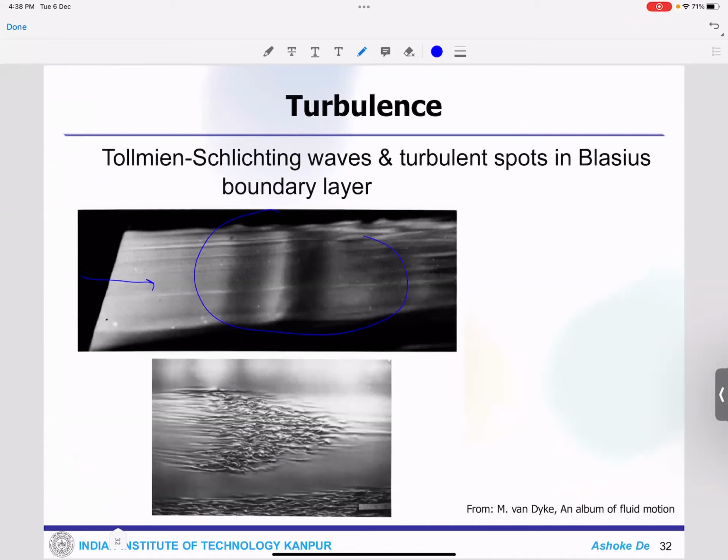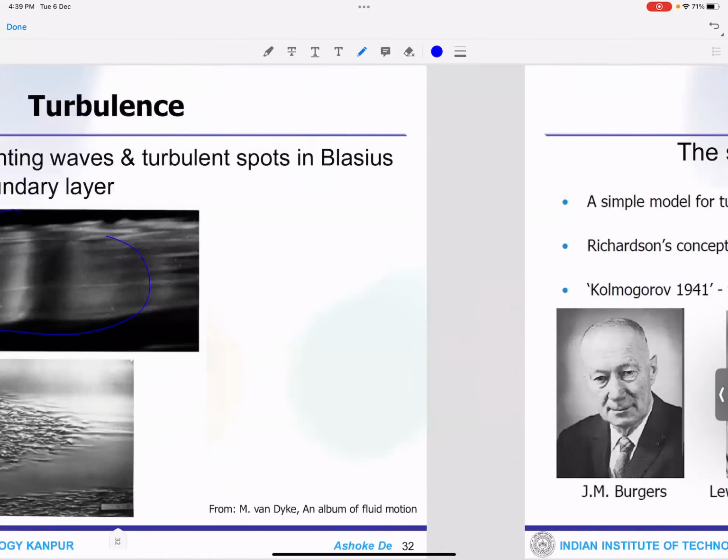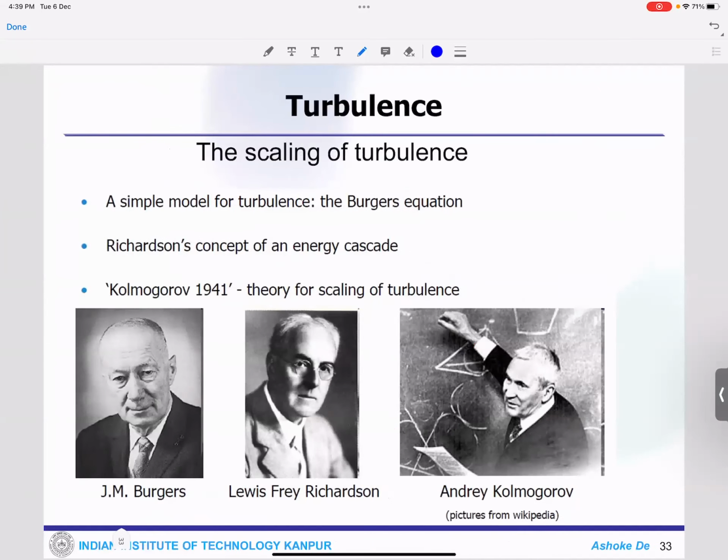So it goes through these waves, and finally it turns into the transition to turbulence, and that's what happens. Now, if you talk about the scaling, obviously these are the pioneering people. Starting from Burgers, then Richardson and Kolmogorov, they gave different scaling theories. This is what we actually use even today when you talk about turbulence and things like that.